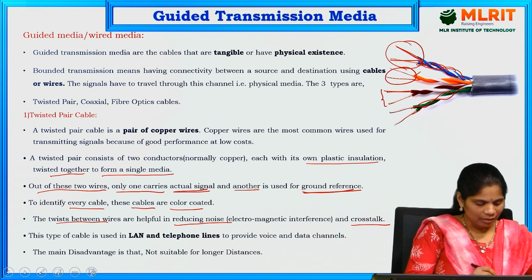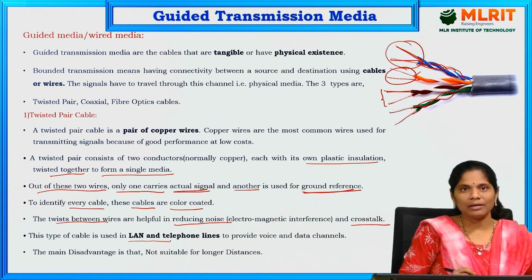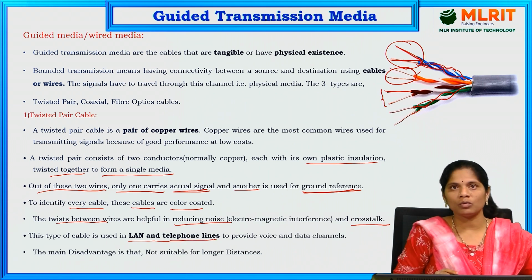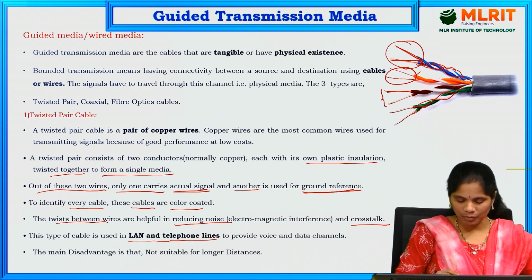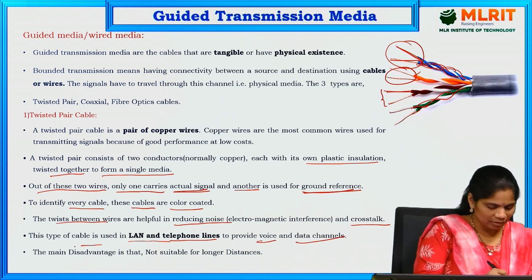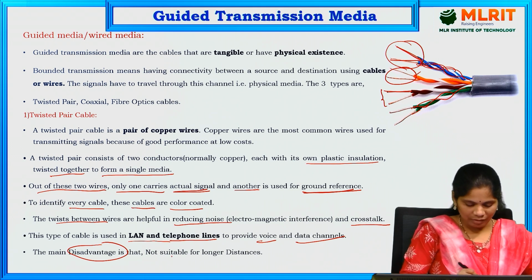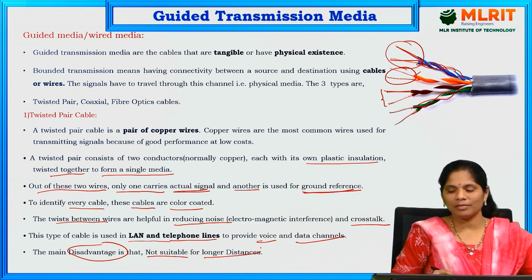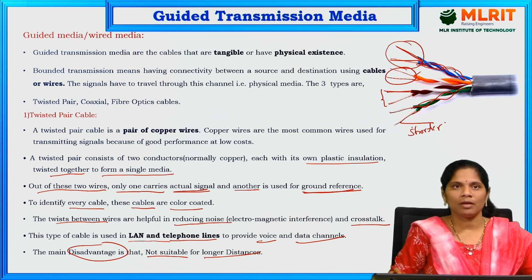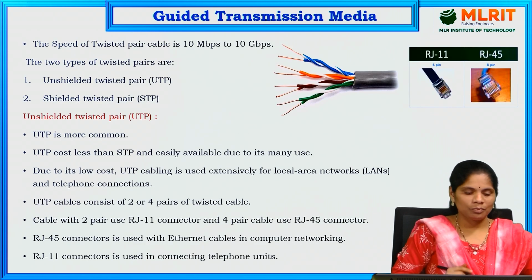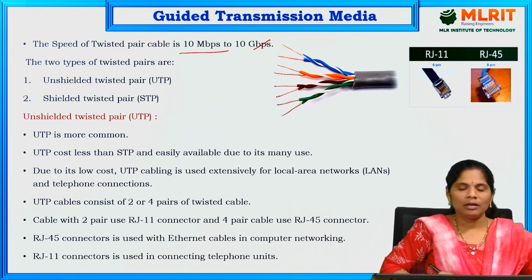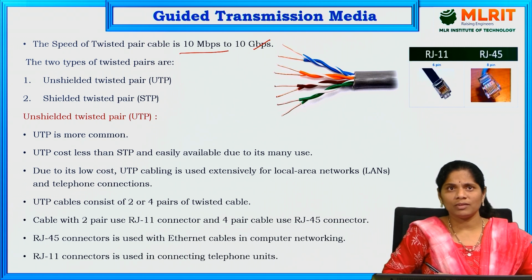At the same time, these types of cables are mainly used in LAN connections. In local area networks and telephone lines, we use this guided transmission method, twisted pair cables, for providing voice and data channels. The main disadvantage of these twisted pair cables is that they are not suitable for longer distances. They are only suitable for shorter distances. The speed of twisted pair cable is from 10 megabits per second to 10 gigabits per second.